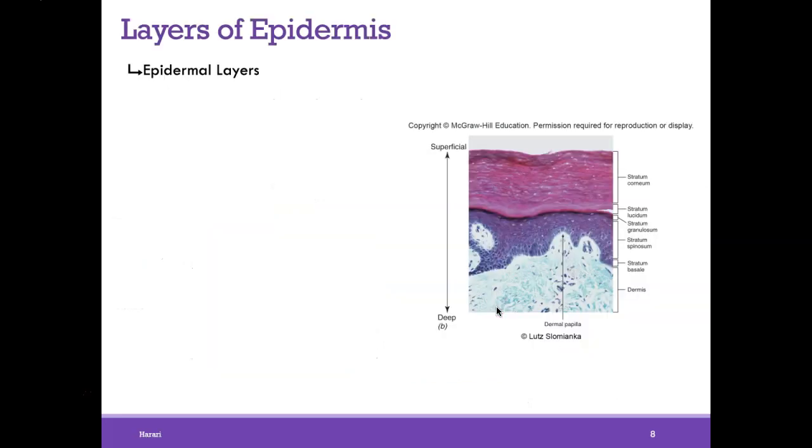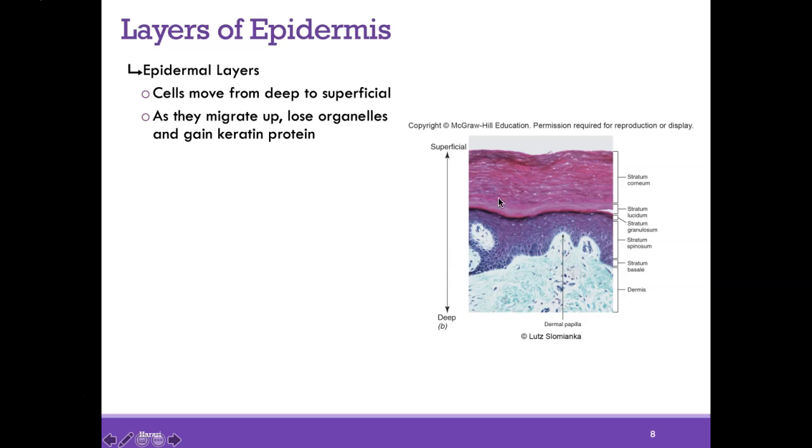So there are different layers of the epidermis. And all of the cells move from deep. This is the deepest layer of the epidermis over here. They move from deep to superficial. As the cells move and migrate from deep to superficial, they lose organelles and they start to gain more keratin.